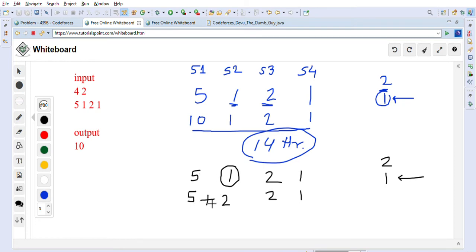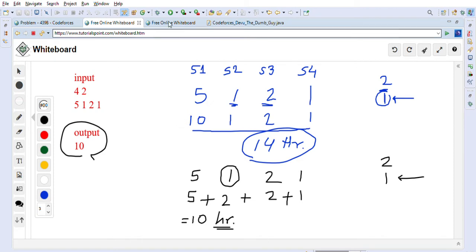If you calculate all this, this is the minimum amount of hours that he will require to finish all the subjects and all the chapters, right? So 5 plus 2 is 7, plus 2 is 9, plus 1 is equal to 10, correct? So 10 minimum hours will be required. As you can see, this is the output, 10 hours here. So this is our approach to solve the Devu the dumb guy problem.